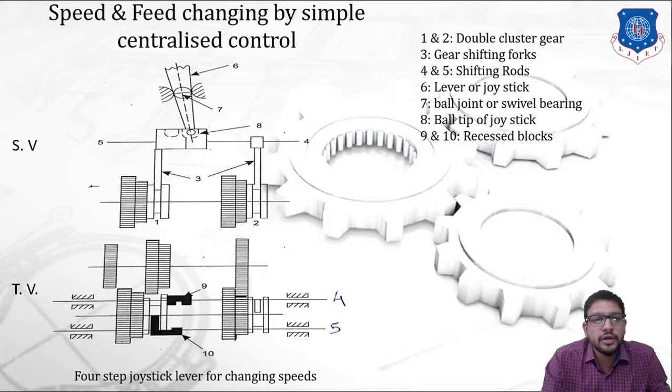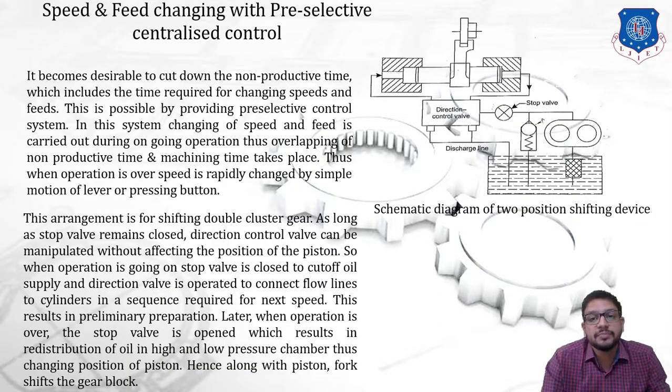Okay guys, so I hope that you are clear with the speed and feed changing by this simple centralized control. Now let's proceed further to understand the next type, that is speed and feed changing with a pre-selective centralized control. So as you can see on your screen, one element of this pre-selective control system is shown. So let us understand this first.